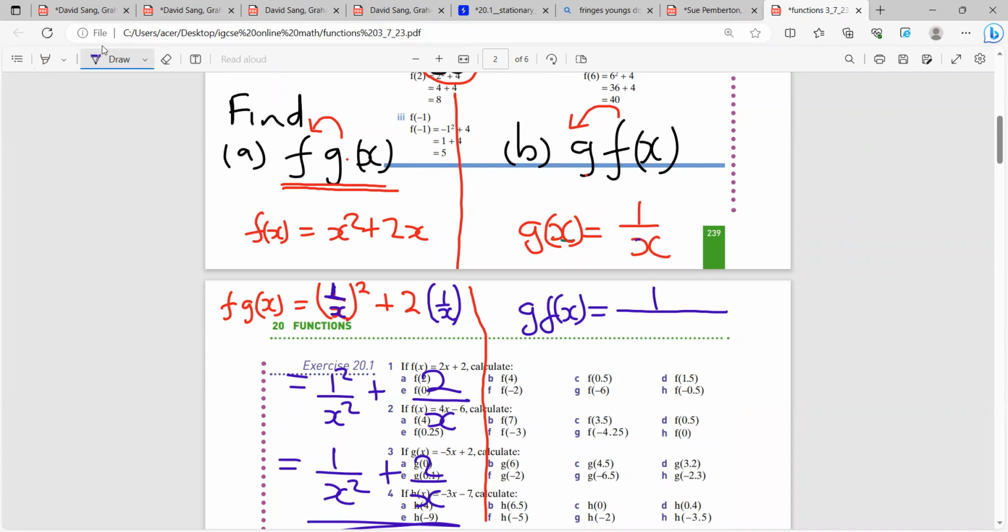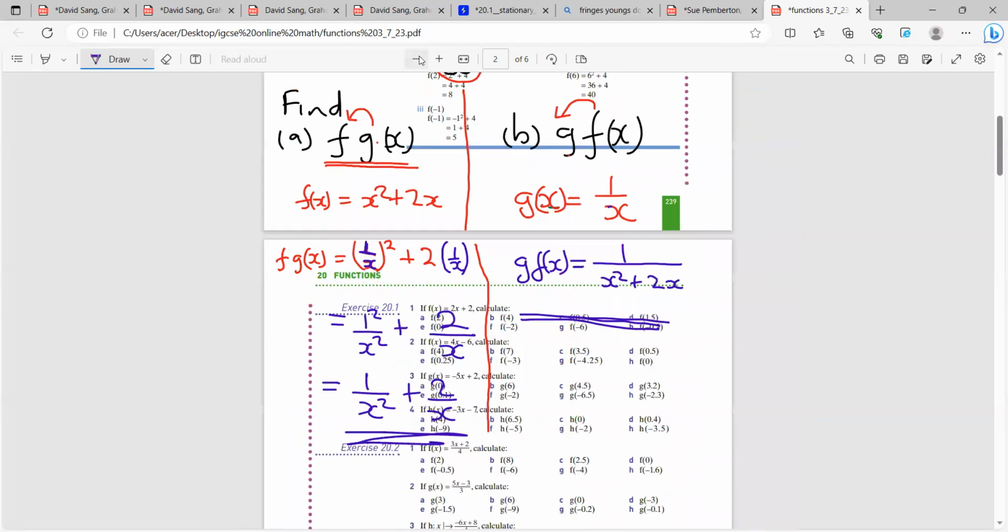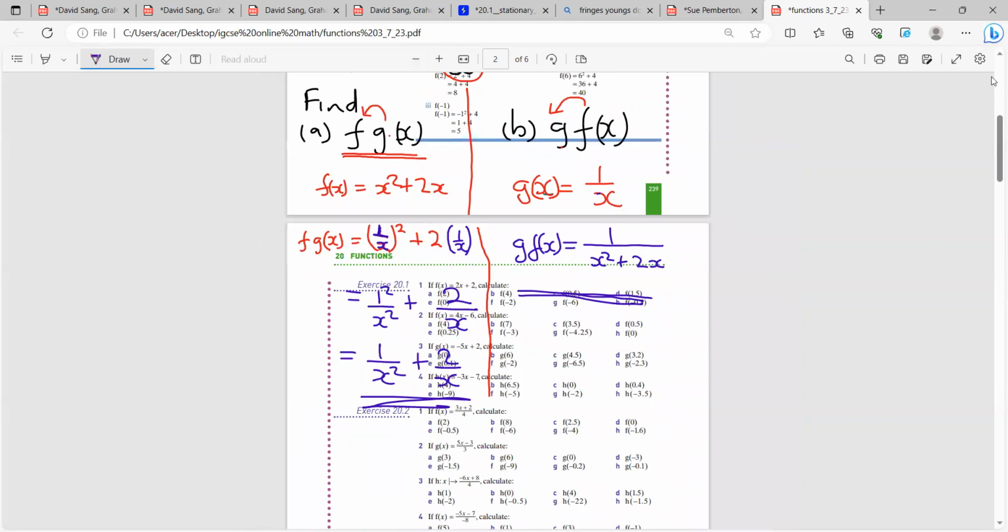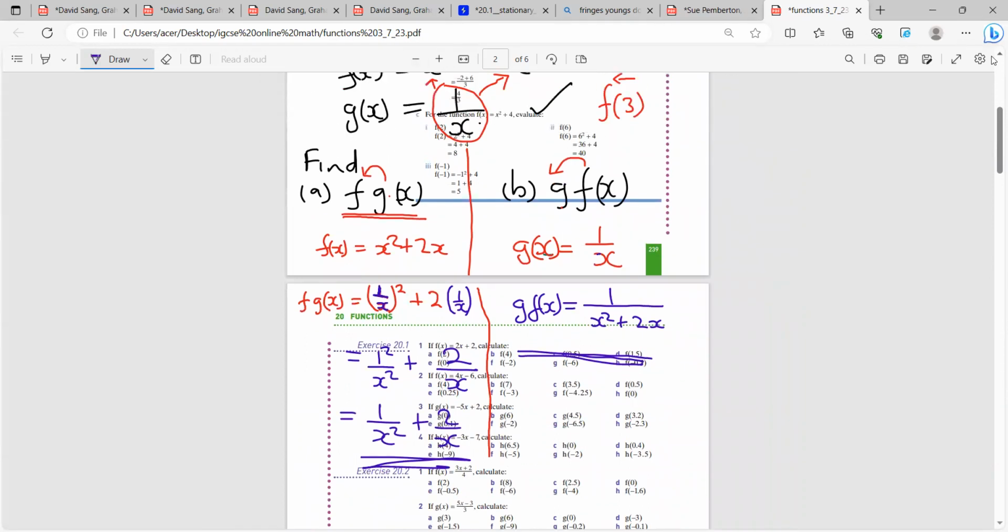So it will be 1 over x squared plus 2x. And that's the final answer. We can't really simplify it anyway. Can you see what has really happened here? Yes, sir. It's just substitution, but the key takeaway is that the guy on the right will always get into the guy on the left-hand side.